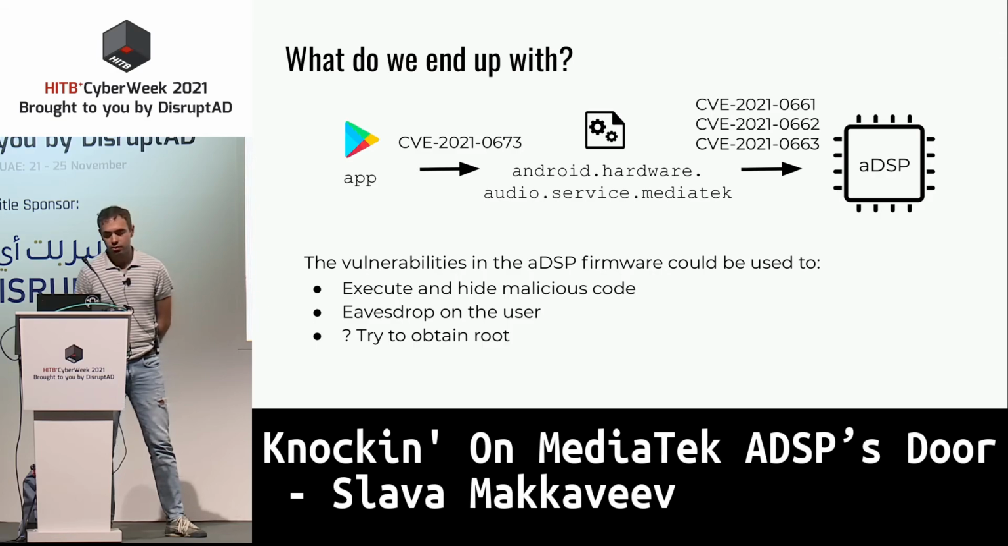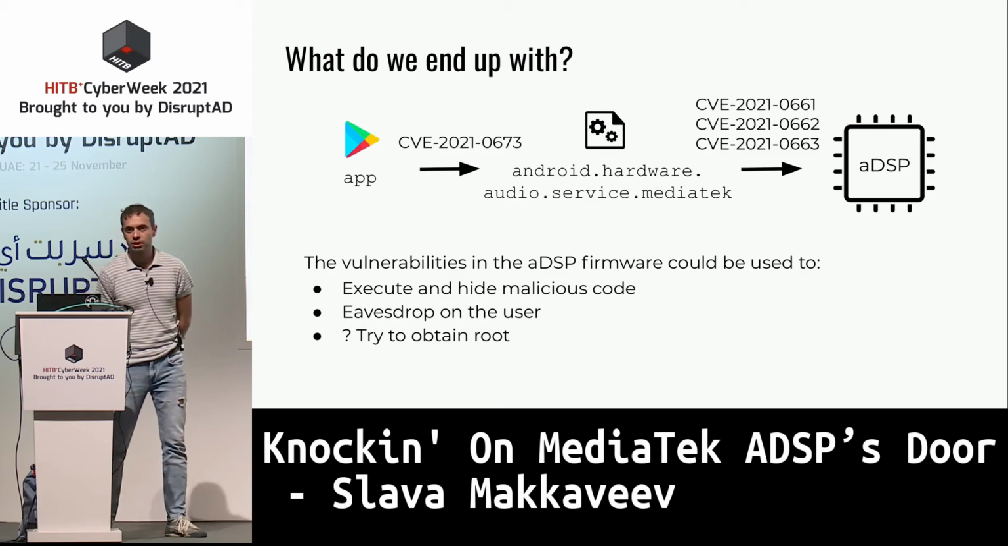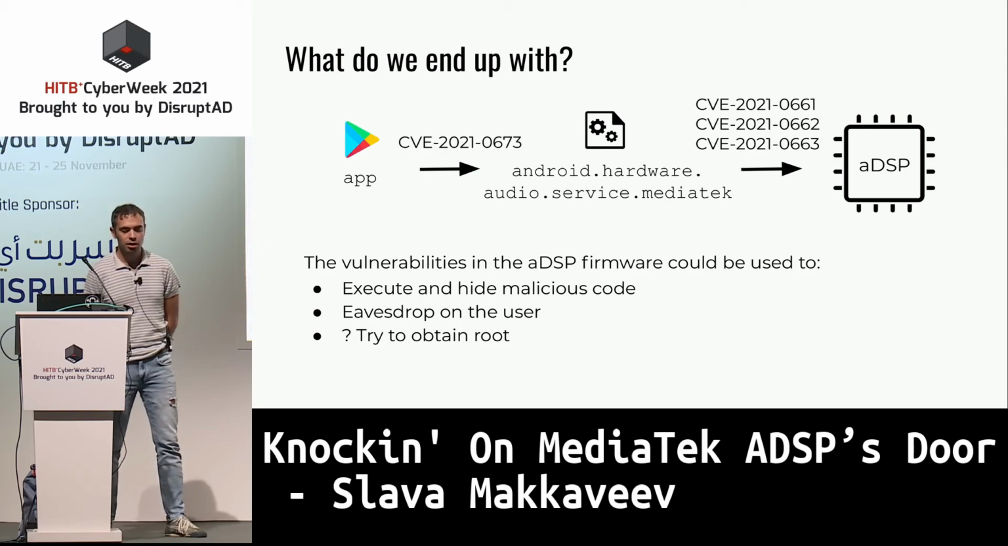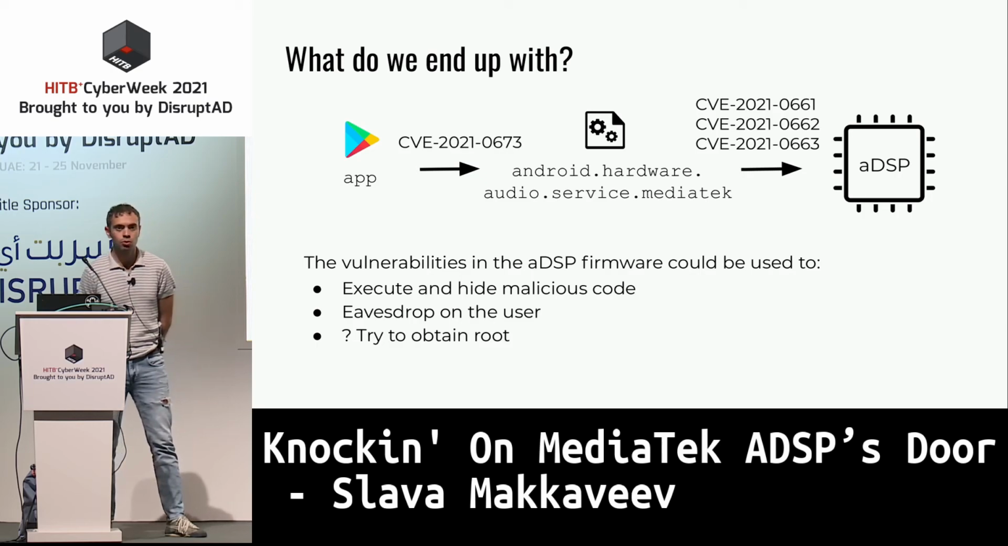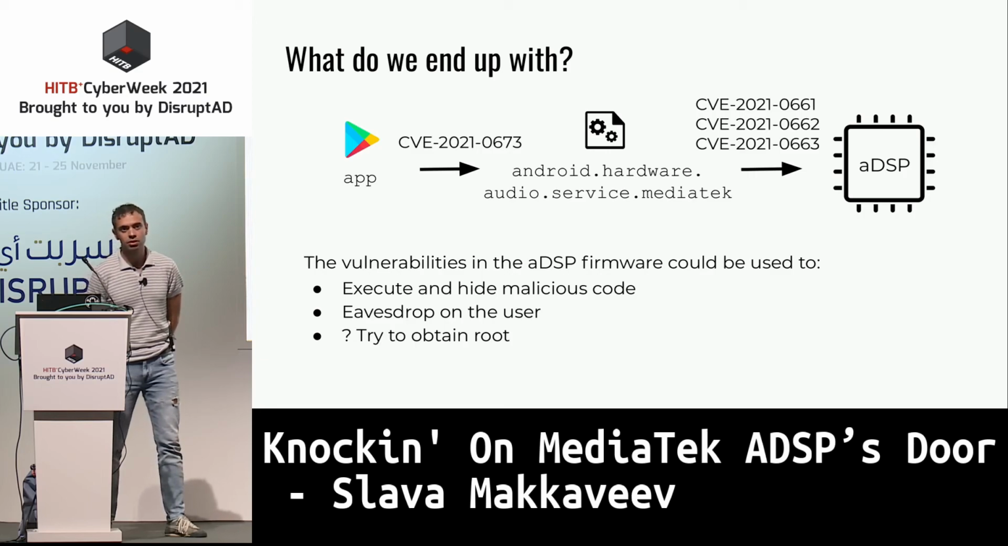So, what do we have? To summarize, we have looked at the MediaTek audio DSP as an attack target, and we show that an unprivileged Android application can attack the MediaTek HAL, and thus be able to send messages to the audio DSP, and a crafted audio DSP message could be used to execute and hide malicious code in the audio DSP firmware. And since the audio DSP has access to the audio flow, an attack on the audio DSP processor could be used to eavesdrop on the user. And since the DSP operating system works directly with the physical memory, it will be fine to continue this research and try to find a way to attack the Android kernel from under the audio DSP.